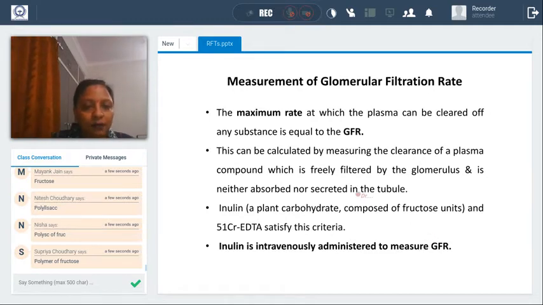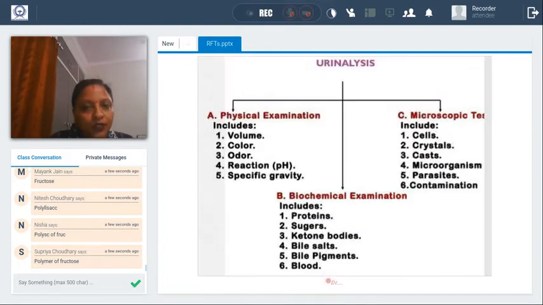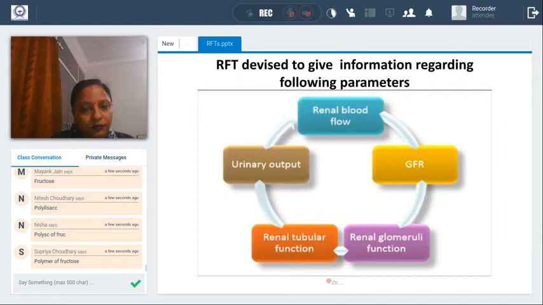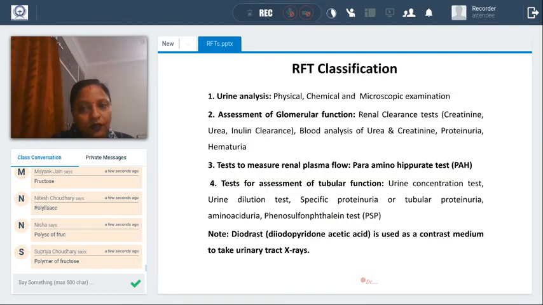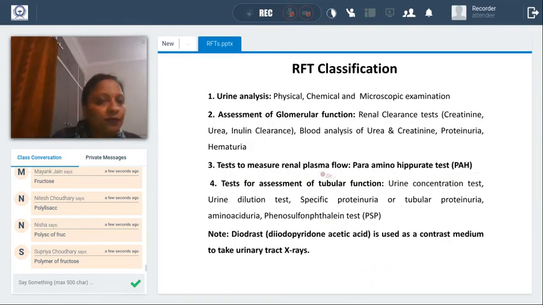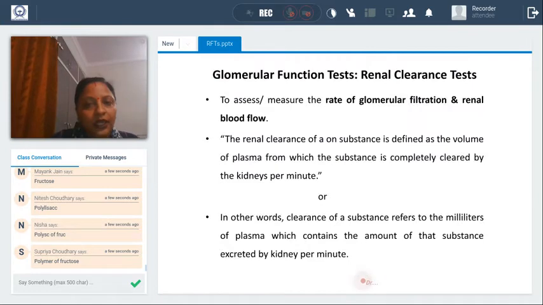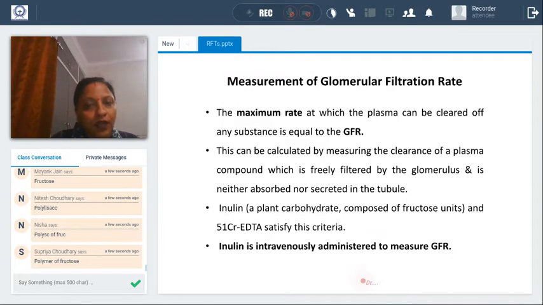For renal plasma flow, you all know which compound is used. That is the test to measure renal plasma flow, the para-aminohippurate test, or PAH, and for GFR, we can use inulin. Okay, clear?